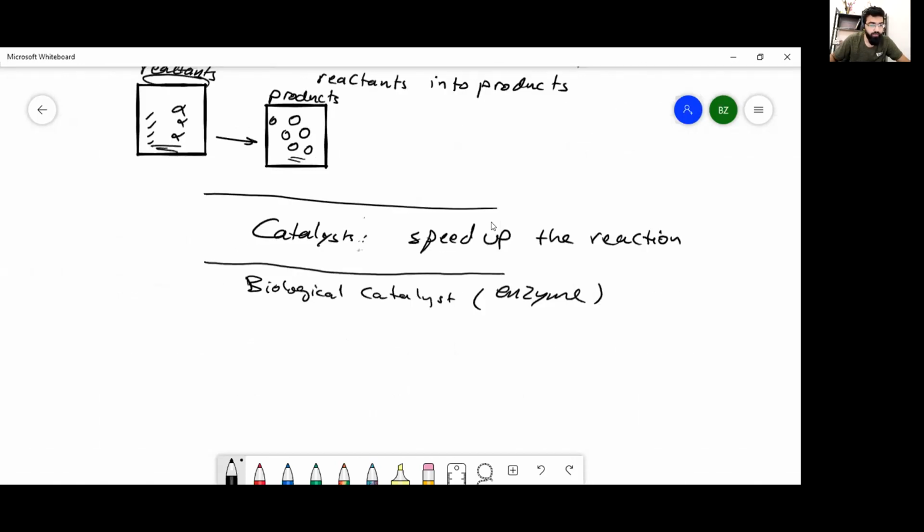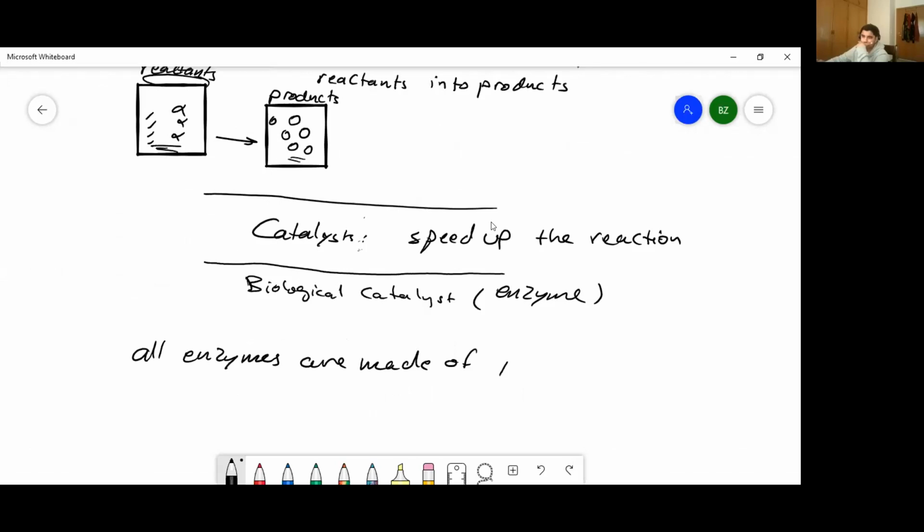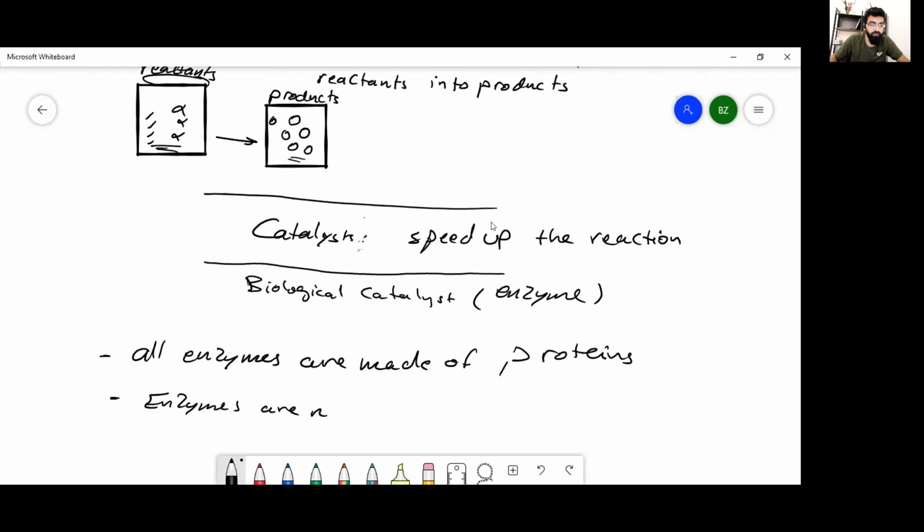All enzymes are made of proteins. Excellent, proteins. Number one, enzymes are not used up in the reaction. Not used up in the reaction means that they do not share with the reactants or react with the reactants. They just provide a good place, a good condition, for the reactants to do the reaction faster.